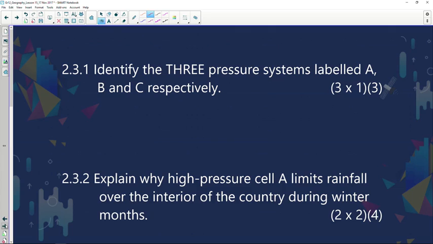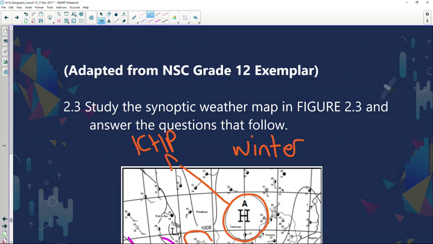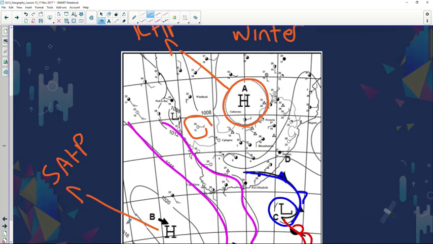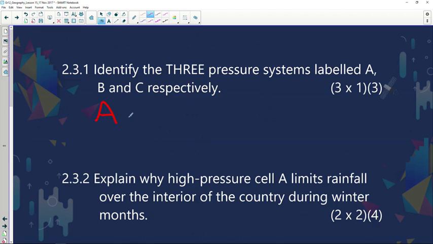Now let's quickly look at the questions being asked regarding this synoptic chart. Identify the three pressure systems labeled A, B, and C respectively. A is the Kalahari high pressure system, B is the South Atlantic high pressure system, and C is the mid-latitude cyclone. So let's quickly fill this in. A is the Kalahari high pressure, B South Atlantic high pressure, and C is a mid-latitude cyclone because it's a low pressure system.